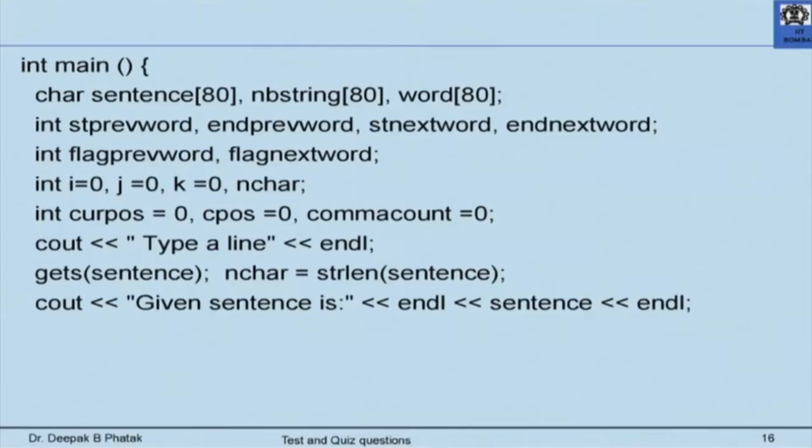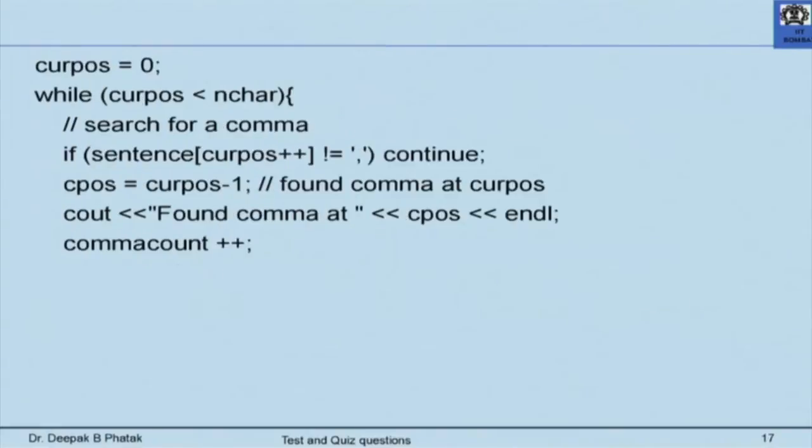Suffice it to say that this being a fairly involved solution, you are required to write a lot of code. You first search for a comma. In that sentence, from the current position which you keep incrementing, you examine if it is not a comma, you continue. That means you just skip character positions till you come across a comma. When you come across a comma, you identify that position and store it here.